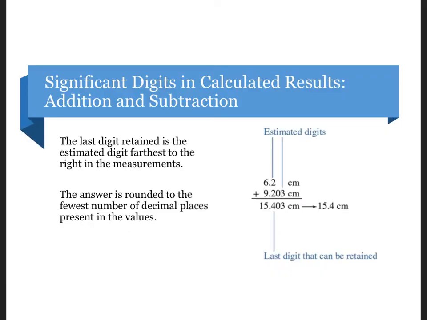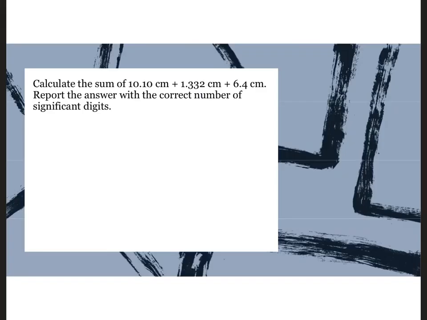Calculated answers must be rounded to the correct number of significant digits, and we have a rule for handling addition and subtraction. For example, if we're adding 6.2 centimeters to 9.203 centimeters, we cannot report an answer that is more precise than our least precise measurement. The easiest way to accomplish this is to line the numbers up, perform the calculation, then round to the least precise digit. Let's try an example.